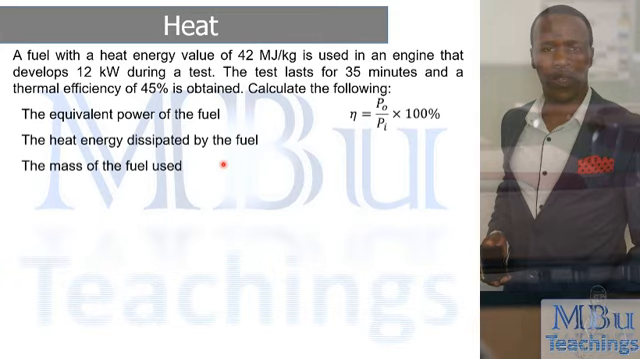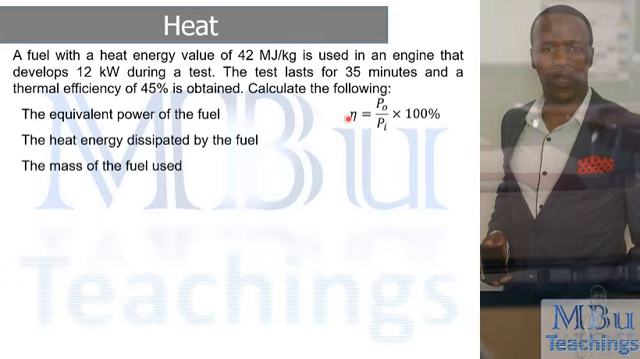This is the formula that we will need. They are telling us that they need the equivalent power. From the previous examples, we noticed that the equivalent power is the power input. So that means we are looking for the power input. We have efficiency, so we can put efficiency in its place. Now we will omit this 100. Okay, maybe let's not omit it, let's just go with it.